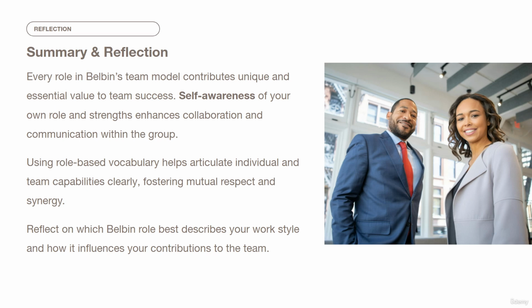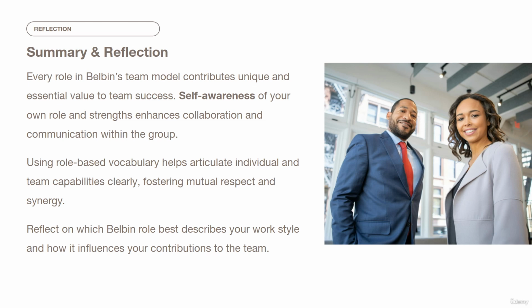So who are you within the group? What role do you instinctively move towards? What feels right and comfortable for you? Or what are you being forced to do that maybe is not in your natural instincts? Using role-based vocabulary helps articulate individual and team capabilities clearly, fostering mutual respect and synergy.